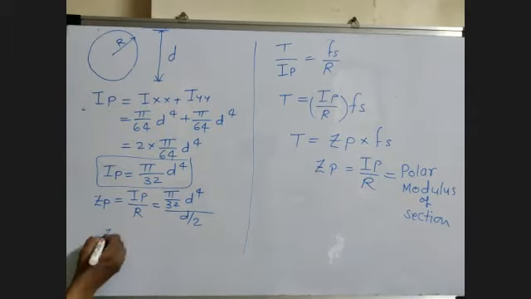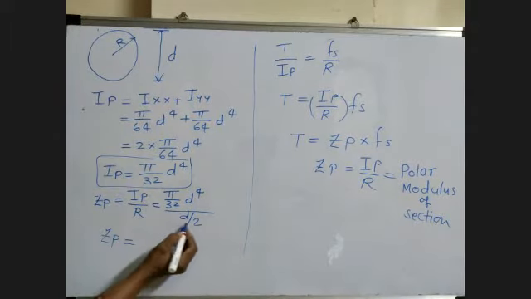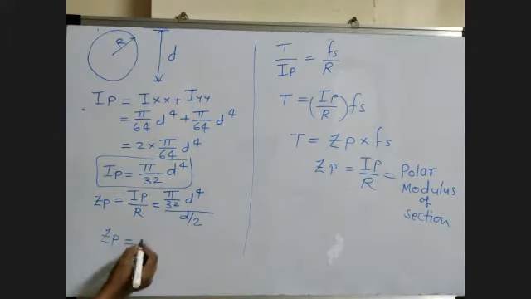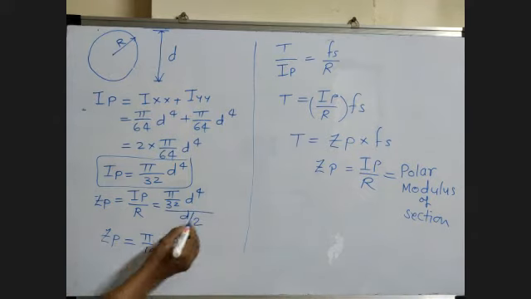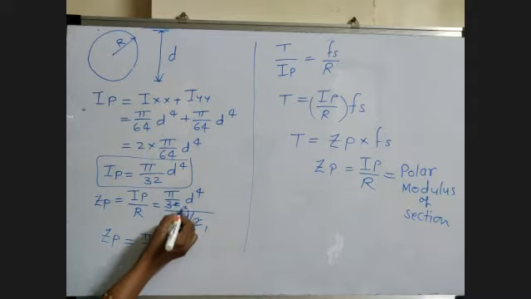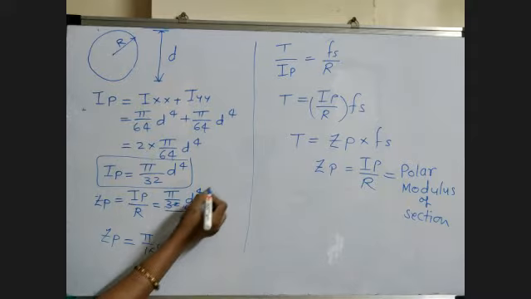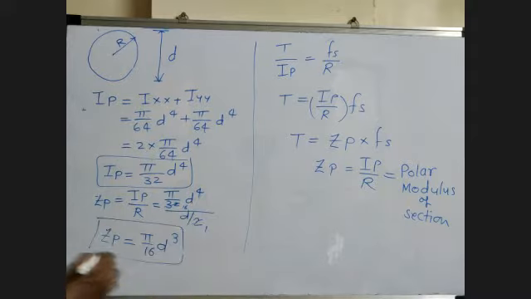Now we simplify this. Zp is equal to, now see, this 2 and this 16. So this is pi by 16. This d and one d from this will go, so how much remains? d cube. These two get cancelled. This is 16. And this d gets cancelled. So Zp is equal to pi by 16 d cube.